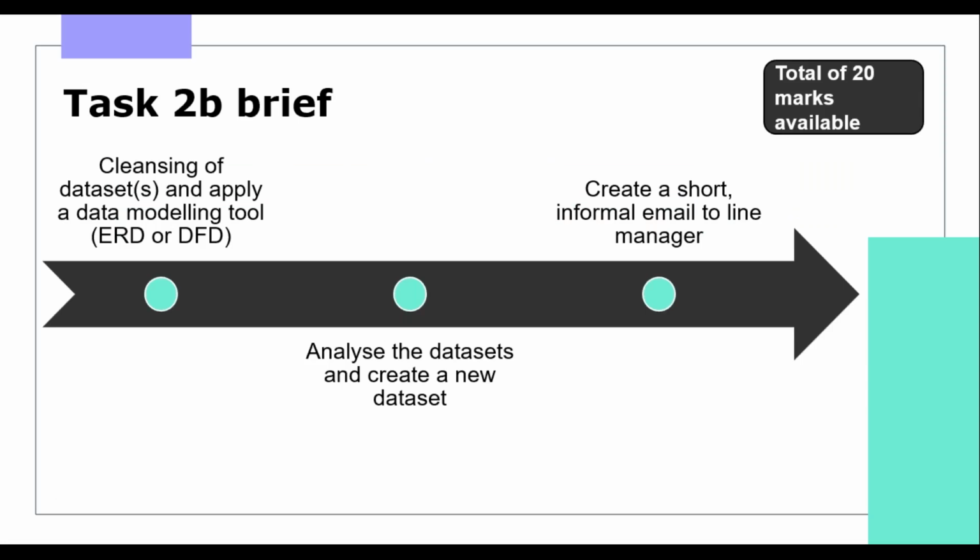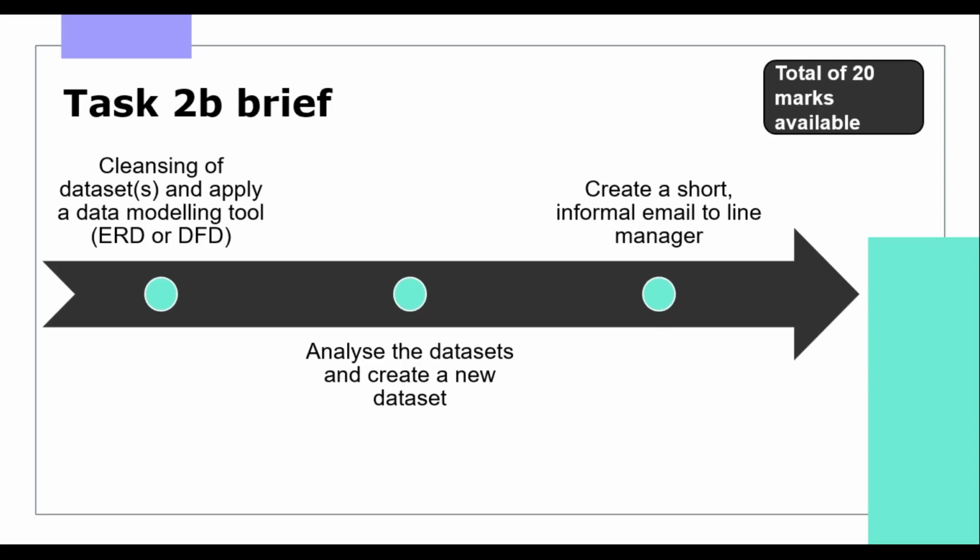Now, in this task, students could be issued with a selection of valid, reliable data sets and a data set that requires cleansing. The 20 marks available are across the 3 separate actions. So the first one, cleanse one of the data sets and apply a data modeling tool. So that could be an entity relationship diagram or a data flow diagram.